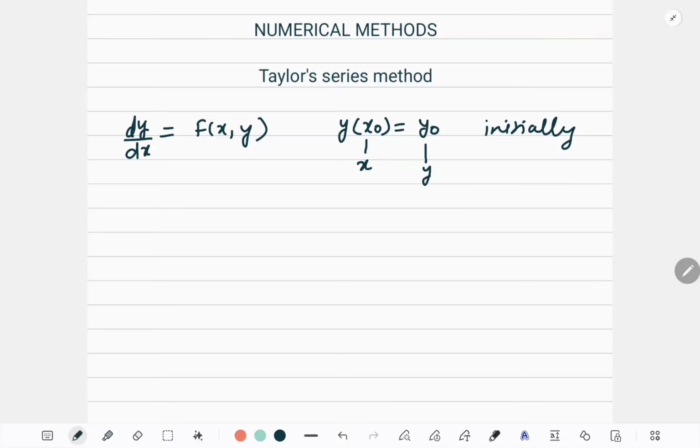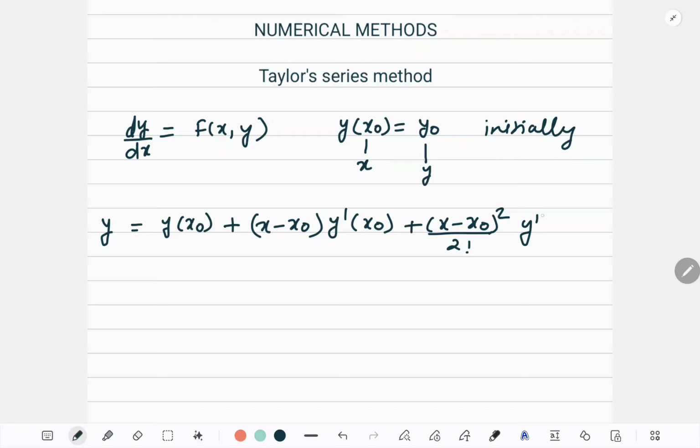Now, what is the formula? Let us see that formula first. The Taylor series is given by y is equal to y of x0 plus (x minus x0) y dash x0 plus (x minus x0) square upon 2 factorial y double dash x0 plus (x minus x0) cube upon 3 factorial y triple dash x0 and so on. So it is an infinite series. So my solution will be in the form of an infinite series.